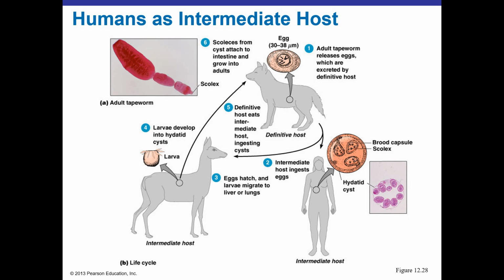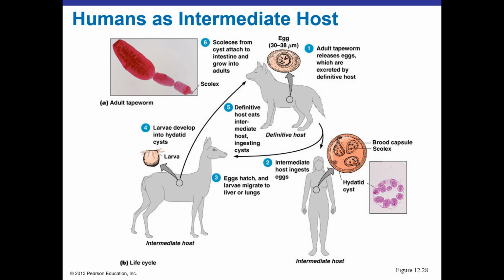We can also be an intermediate host. We can have these hydatid cysts, which basically are a brooding capsule for the parasite. However, we don't expect that our canines are going to eat their master, and so we become a dead-end host.